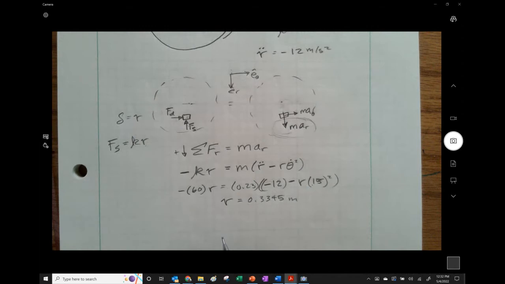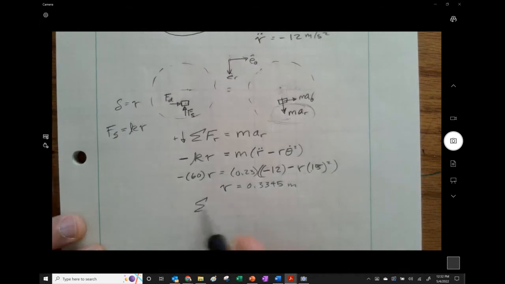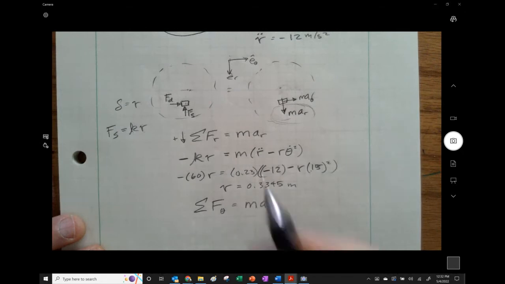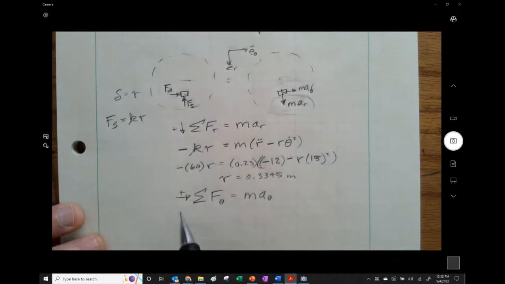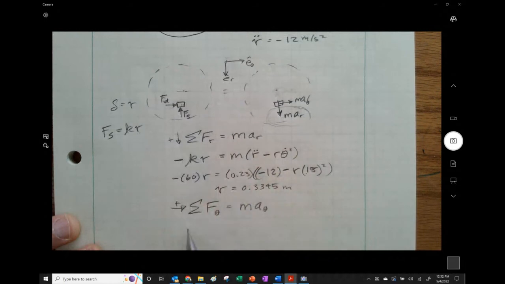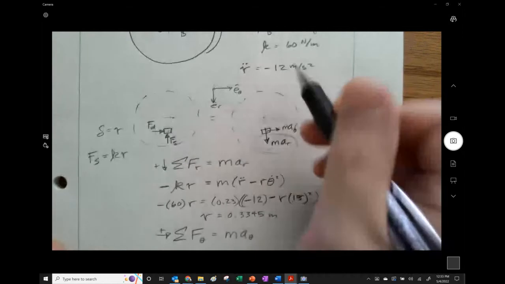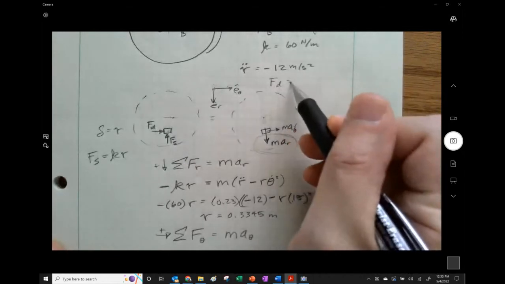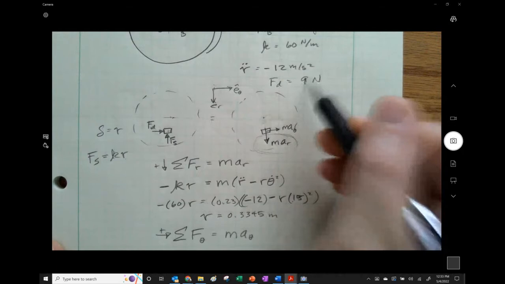And then knowing that, I can now take the sum of the forces in the theta direction equals mass times the acceleration in the theta direction, and theta is positive in that direction. Taking a look back up at this, we see that this is going in the positive direction, FD, and that's something we were told, right? We were told what that force was. Let me double check here. Yeah, so we were told somewhere up here, I should have written, FD is equal to 9 newtons.